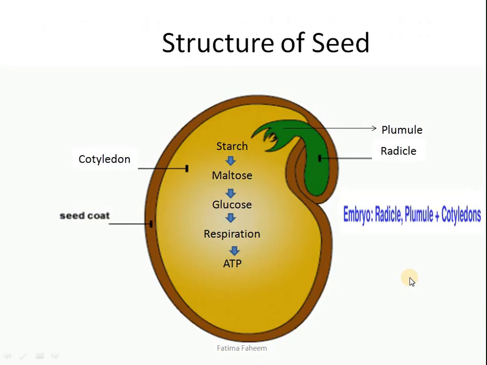If you see the previous slide, I told you that the starch is converted to maltose and glucose by the respective enzymes, that is amylase and maltase. Once the glucose is formed, this will be used in respiration, which requires oxygen and liberates or releases carbon dioxide. So micropyle is not only involved in the absorption of water but also for the incoming of oxygen and exit of carbon dioxide from the seed. This ATP energy then will be used by the seed in the process of germination.